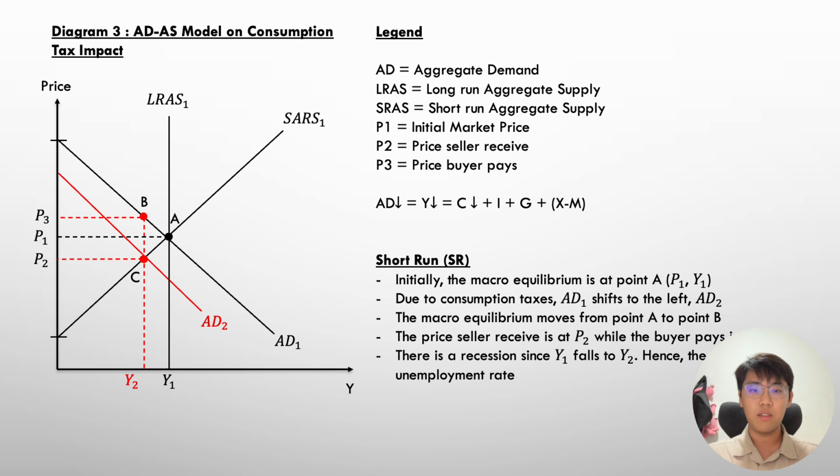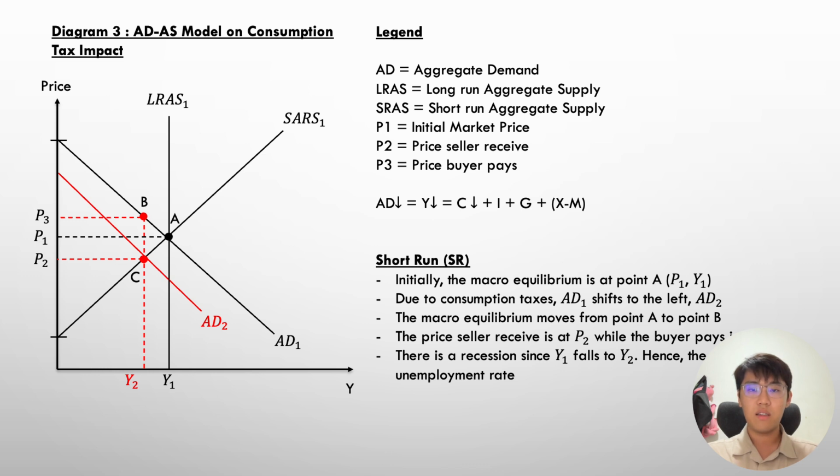After a consumption tax is imposed, it will lead to a decrease in disposable income, which will also lead to a fall in consumption spending, as there is not much additional income for expenditure. As consumption falls, aggregate demand also falls, resulting in a shift of AD1 to the left, stopping at AD2. The equilibrium would then move from point A to point C, where output falls from Y1 to Y2 and price falls from P1 to P2.